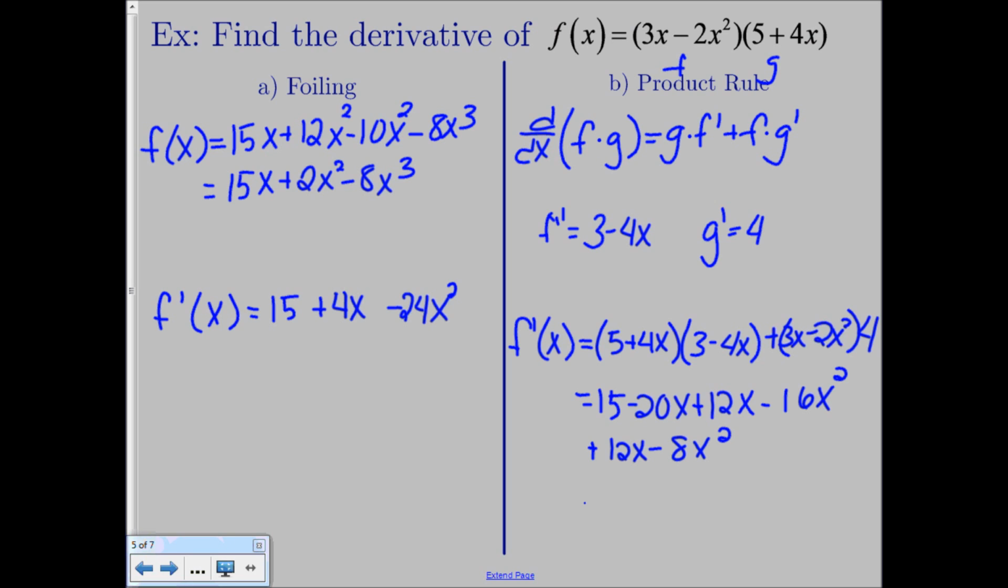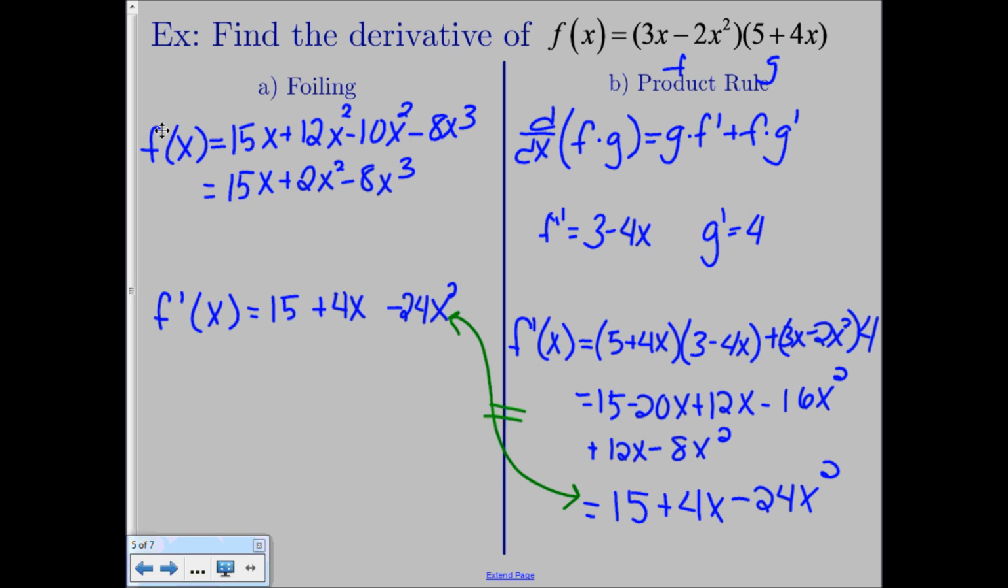So combining our like terms, we're going to get 15 minus 20x plus 12x is negative 8x. Negative 8x plus 12x is plus 4x. Then negative 16x squared and negative 8x squared is going to give us that negative 24x squared. So now we can see that these two things right here, they're equal, which is exactly what we wanted them to be. So two different ways of taking the derivative of that same function, one using FOILing and then the power rule, and then one using your product rule. They're going to give us the same answer, in other words.